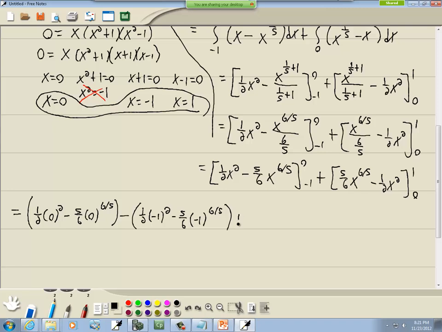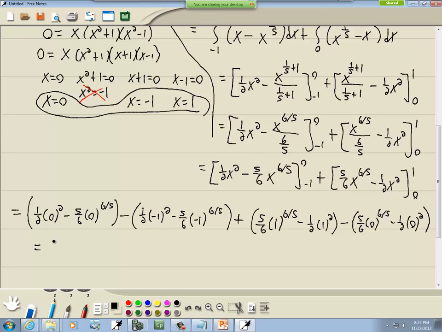Plus, and then we'll plug in a 1 here. So we got 5/6 times 1 to the 6/5 minus 1/2 times 1 squared, minus, and we'll plug in 0. So we've got 5/6 times 0 to the 6/5 minus 1/2 times 0 squared. Okay, these zeros all drop away.